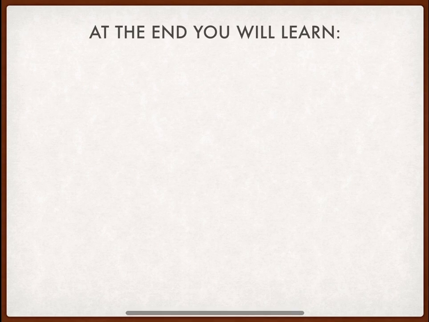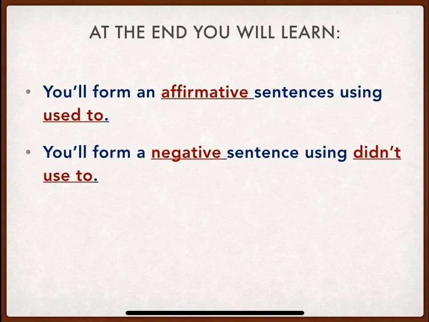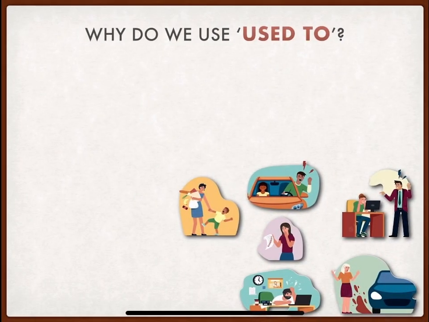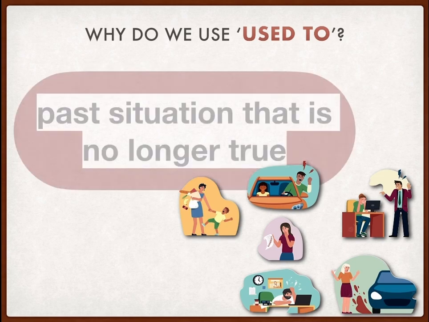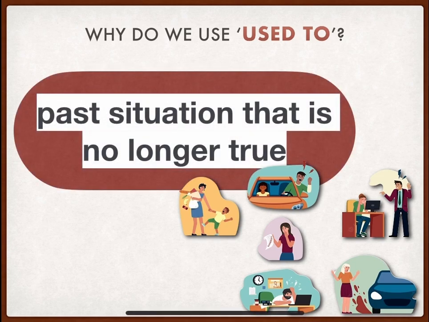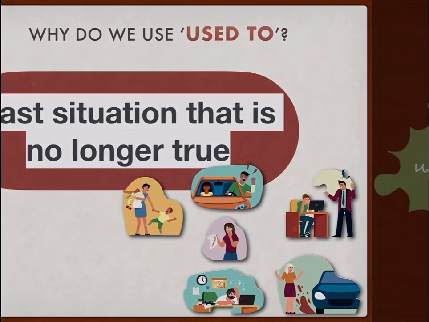At the end of this lecture, you will learn how to form an affirmative sentence using used to and a negative sentence using didn't used to. But first, why do we use used to? We use the grammatical rule used to for past situations, habits that are no longer true.